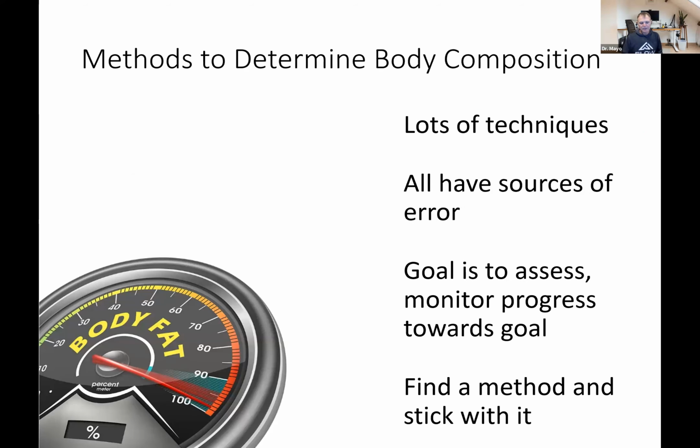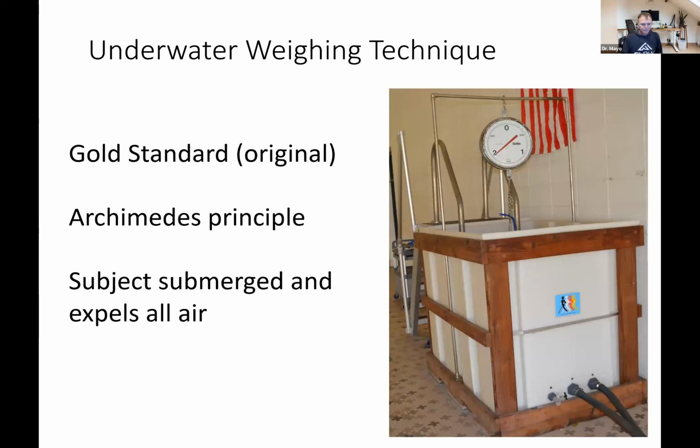And then we got into all these different methods of body composition. We said there are a lot of techniques, all of them with 3 to 5% error. The goal is to assess someone using one technique and stick with that technique. That's when you're going to get the best results, and you're going to set a goal for the people you're working with and help them progress towards that goal.